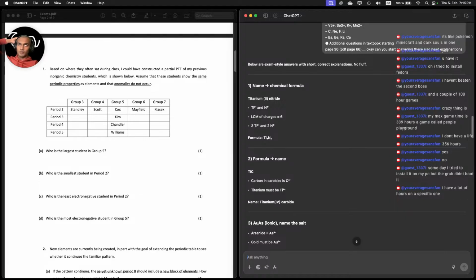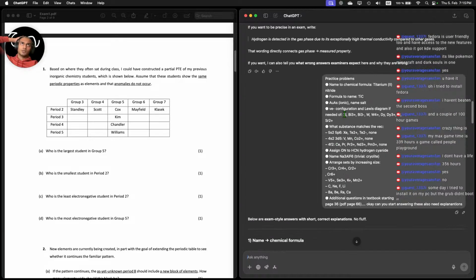Titanium nitride. LCM of charges 6. 3 titanium, 2 nitro. 2 plus, 3 minus. Okay. Ti, wait, to nitrate, okay.